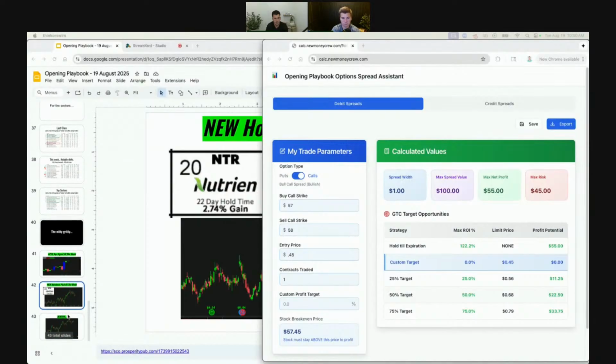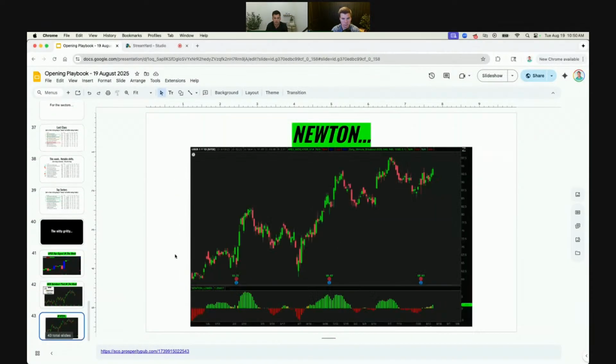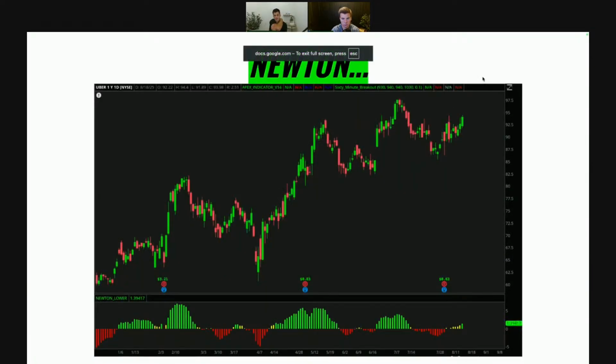And then last but not least here, jump back here. For Newton, we had Uber turn positive yesterday. I haven't looked at Uber today. I have no clue if it's up or down. Oh man, it's up 2% almost today. Wow, and that's with the market actually getting a little flush right now. So that's impressive.